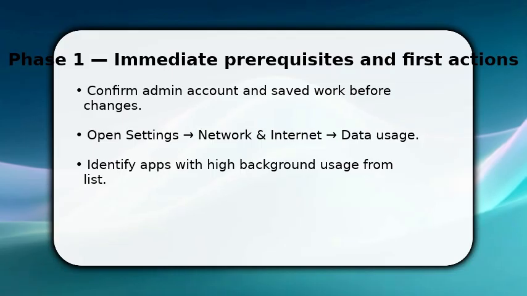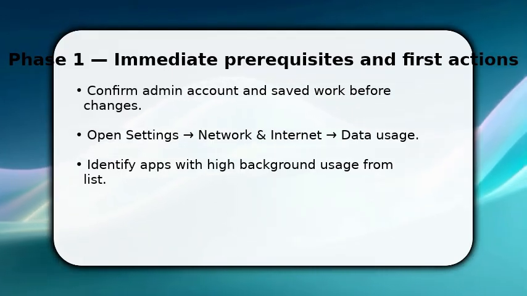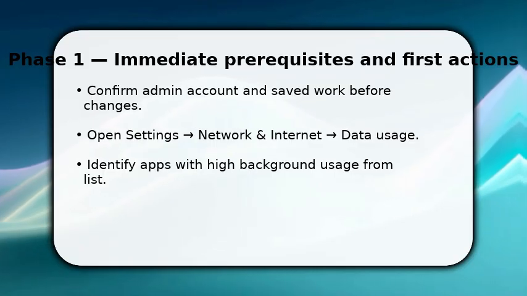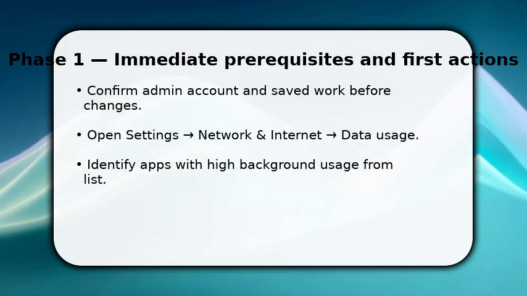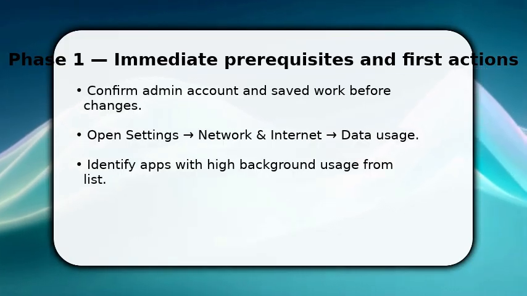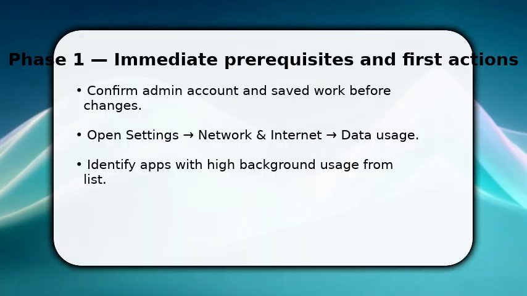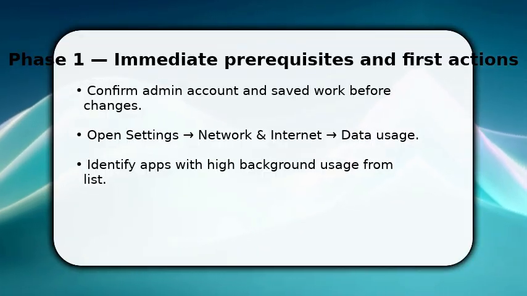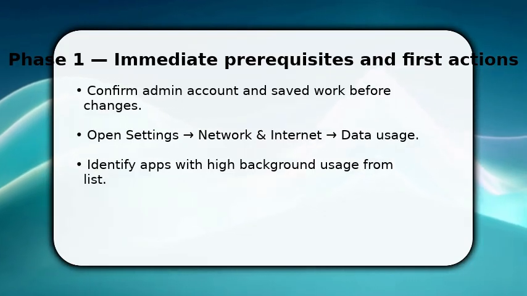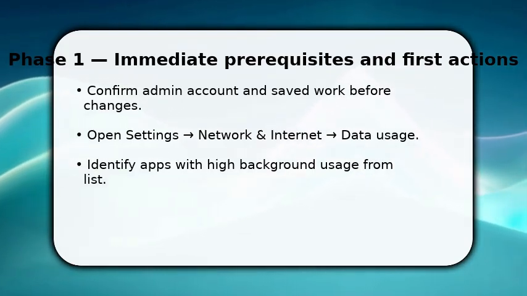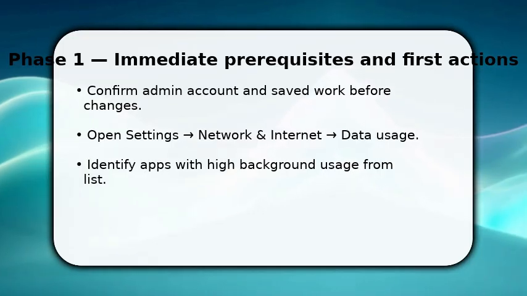You start with admin access and saved files. This prevents interruptions. Open Settings, then go to Network and Internet and choose data usage so you can see what's consuming bandwidth. Once there, click on the adapter or the per app usage view to identify offenders. Note high percentages and recent activity. Make sure to leave essential services alone. This gets you directly to evidence. You'll act on concrete apps and interfaces next, not guesswork.